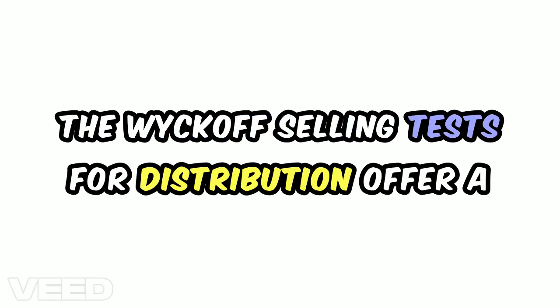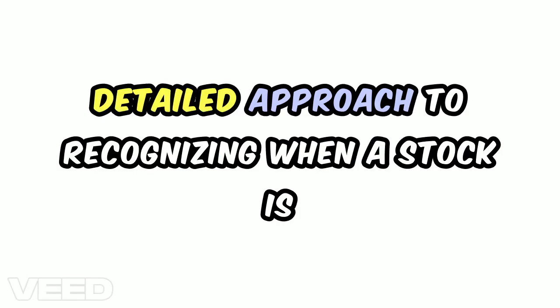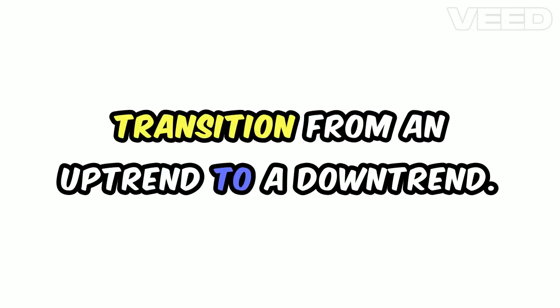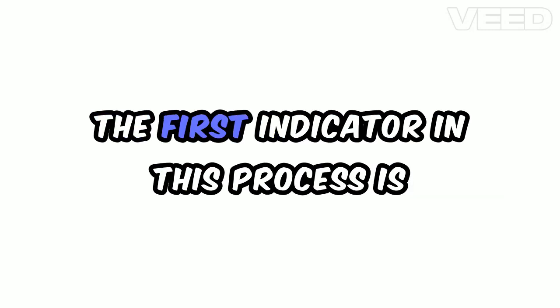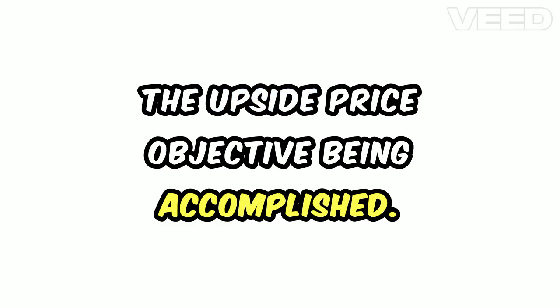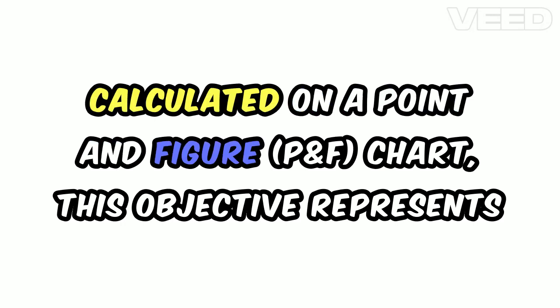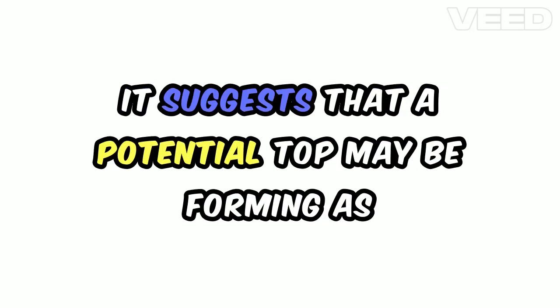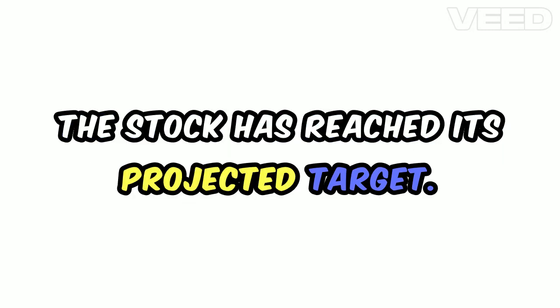The Wyckoff selling tests for distribution offer a detailed approach to recognizing when a stock is likely in a distribution phase, signaling a potential transition from an uptrend to a downtrend. The first indicator in this process is the upside price objective being accomplished. Calculated on a point and figure (P&F) chart, this objective represents the likely peak price level, and once it is achieved, it suggests that a potential top may be forming, as the stock has reached its projected target.